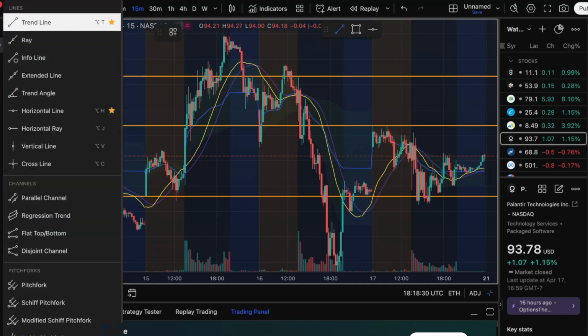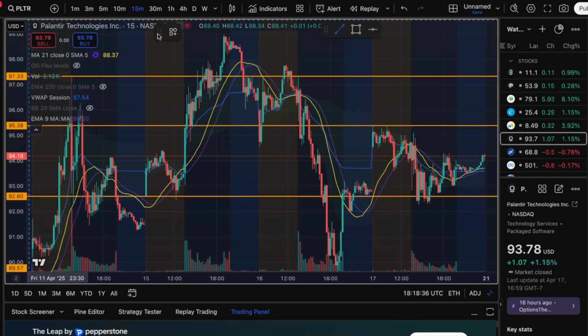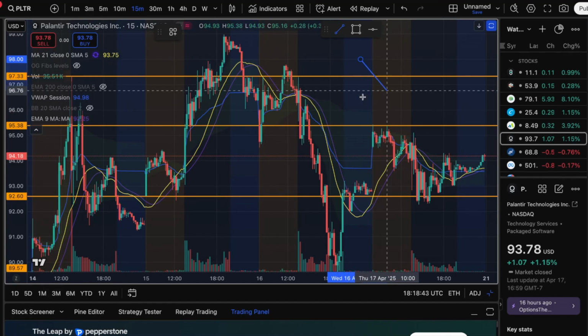So as you can see, I'm over here in the line section in the left pane, and I'm clicking on trend line, right? So this trend line, I'll just put it right here. That lets me draw a connecting line at any angle, horizontally, vertically, diagonally, right? Okay, so we'll delete that and we'll start all over.